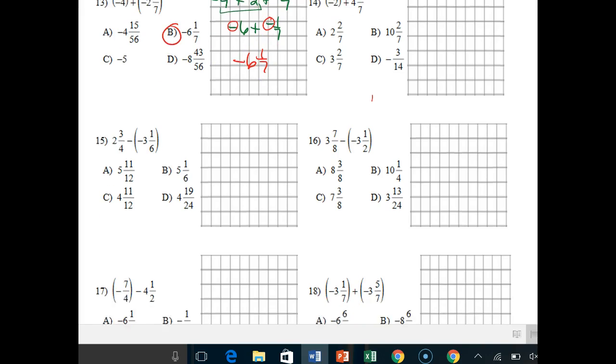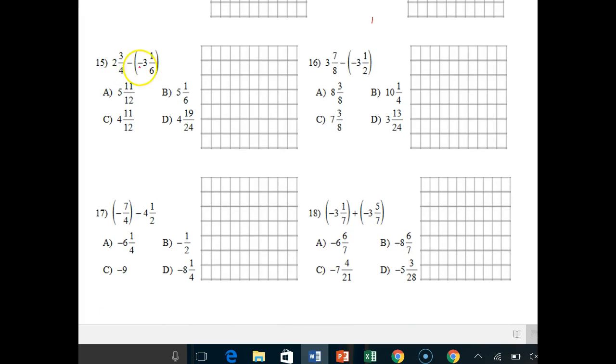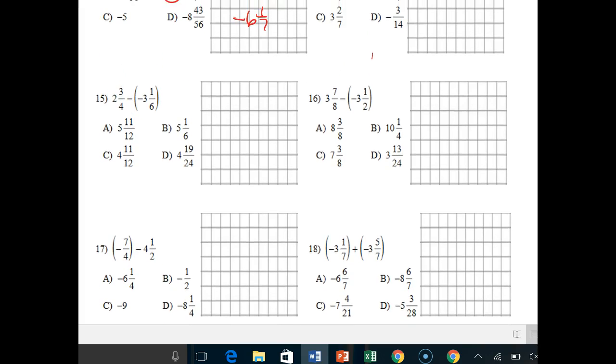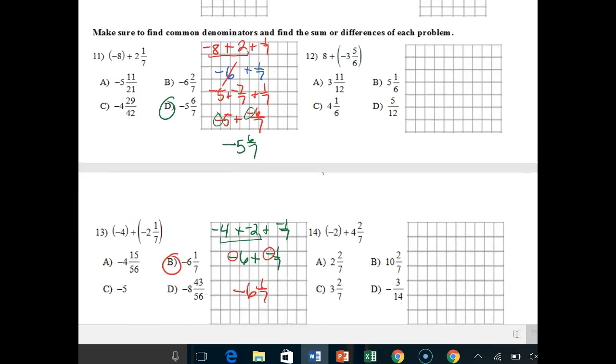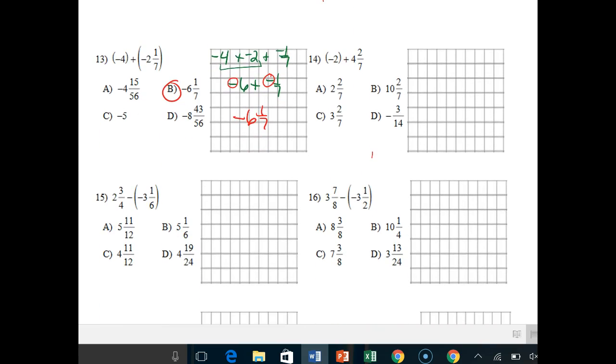Number 15. 2 3/4 minus negative 3 and 1/6. What do I have to do first? You see a minus sign. A red light should go off in your head. Say, alert, alert, change that thing. We don't subtract. Plus a positive. So now break this thing apart into two sums.